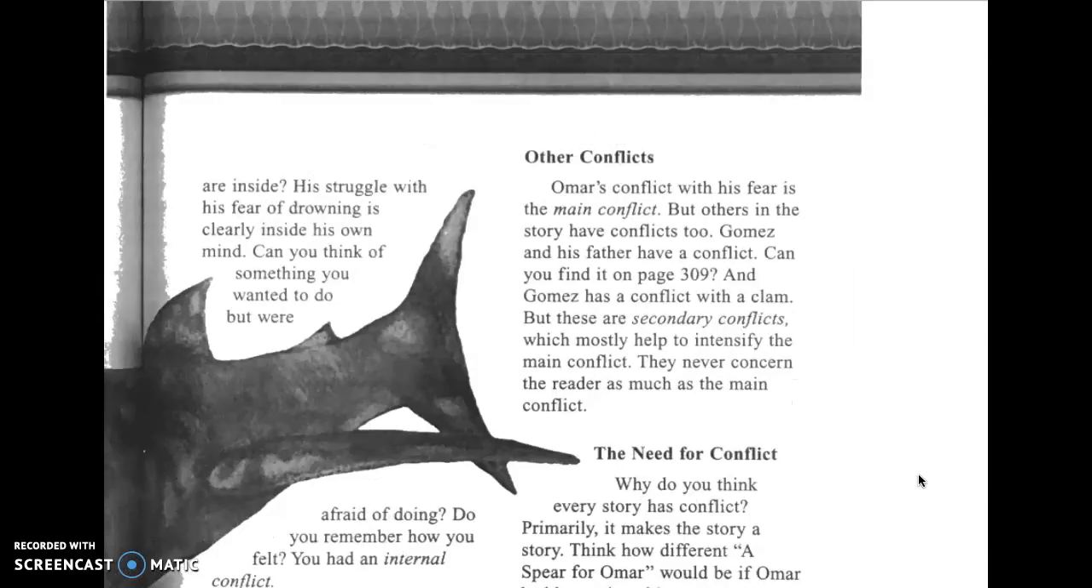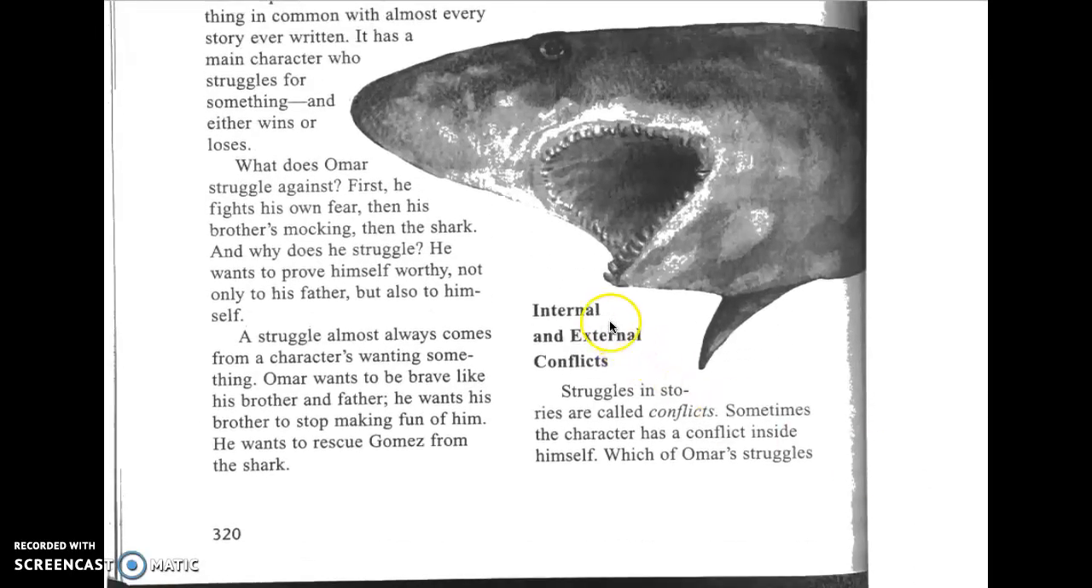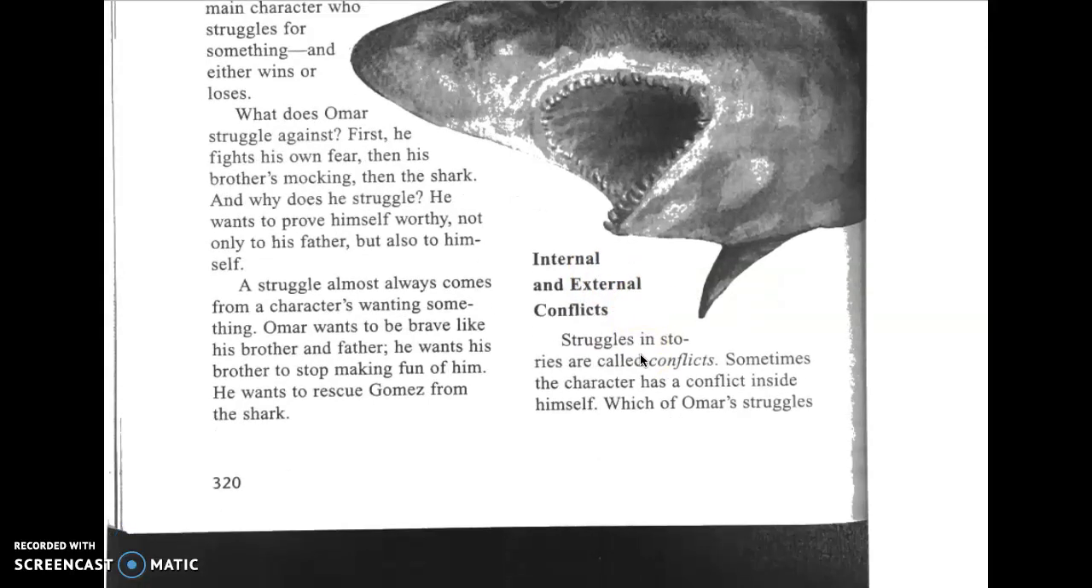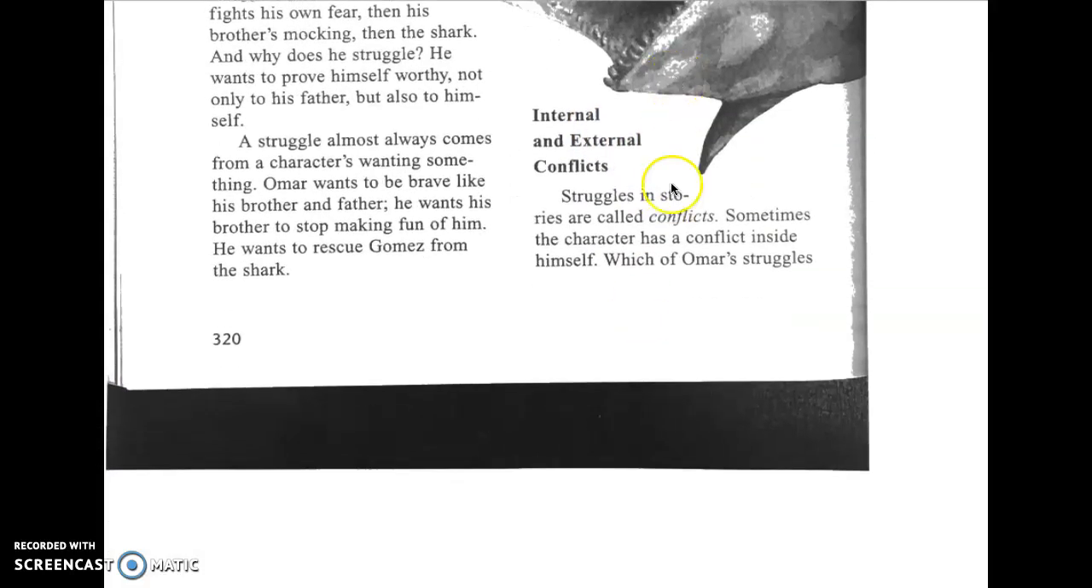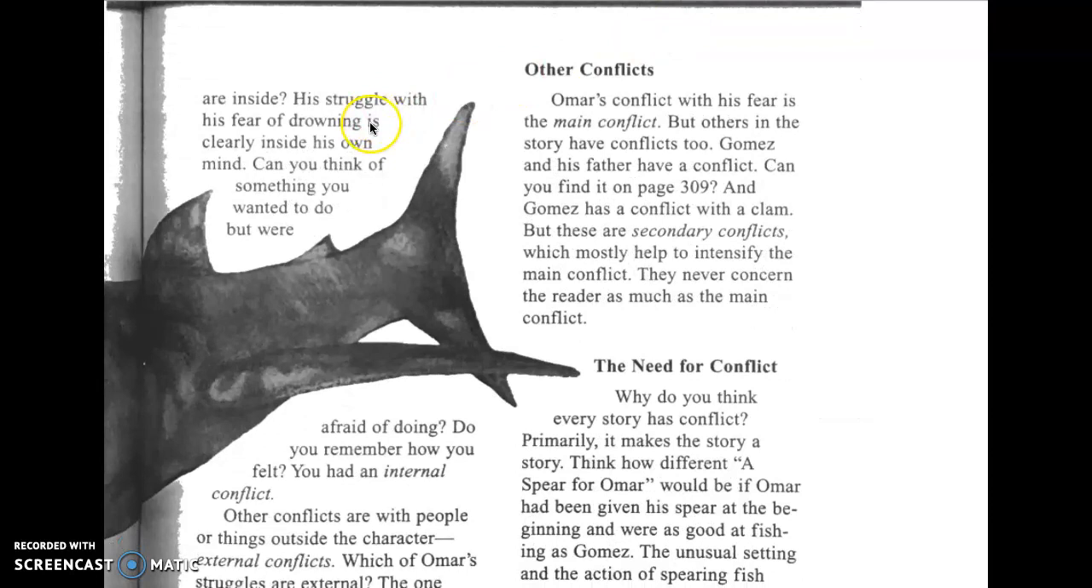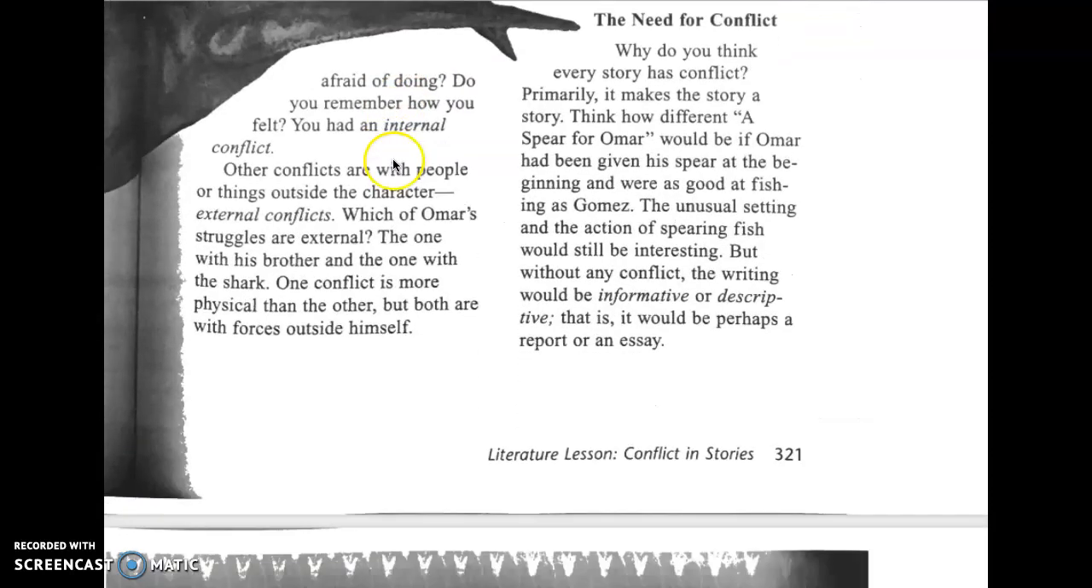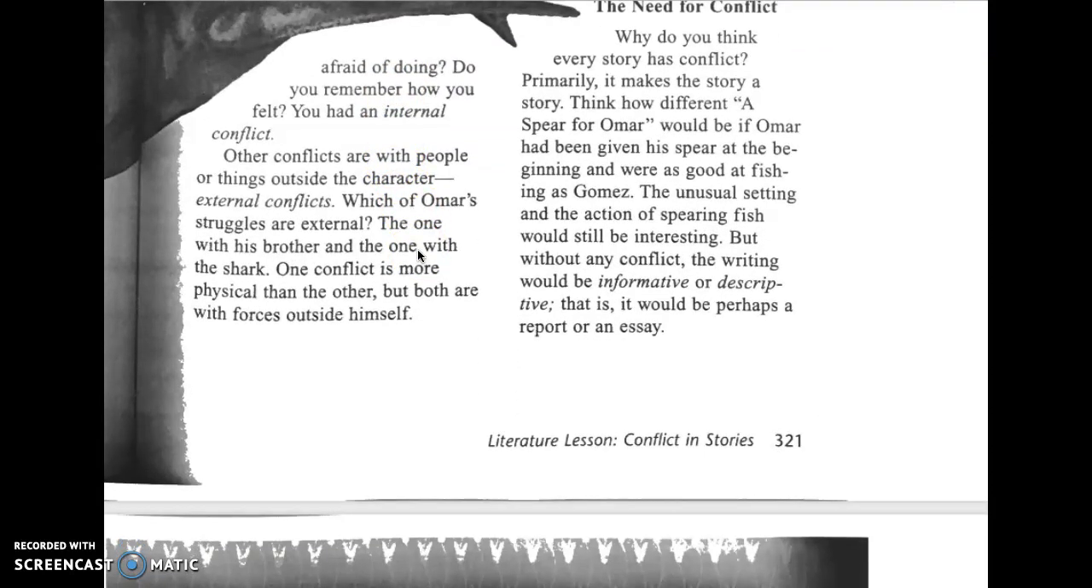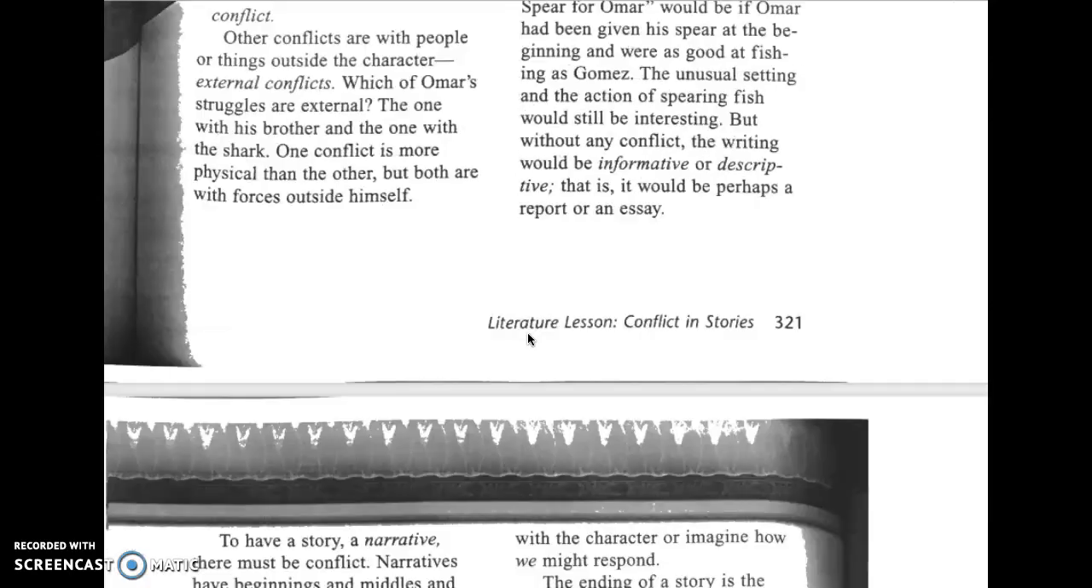Great. So we're going to be practicing identifying internal and external conflicts. So remember, internal conflict happens inside the mind, such as Omar's fear of drowning. External happens with the characters and things that are outside the character, such as Omar's argument with his brother and the conflict with the shark.